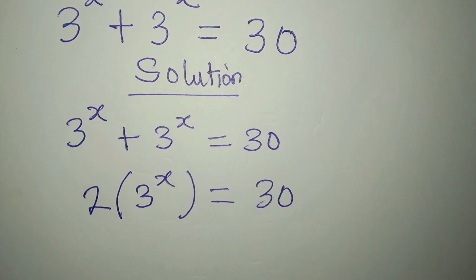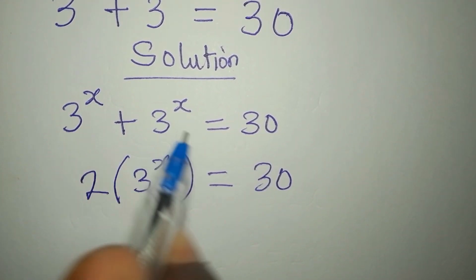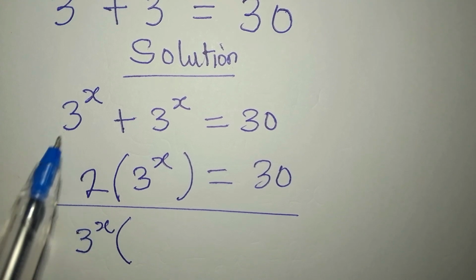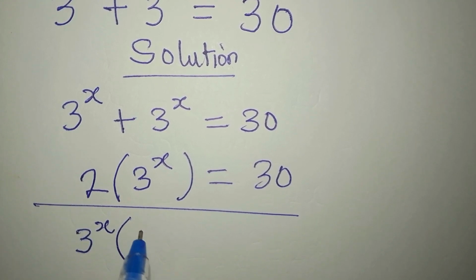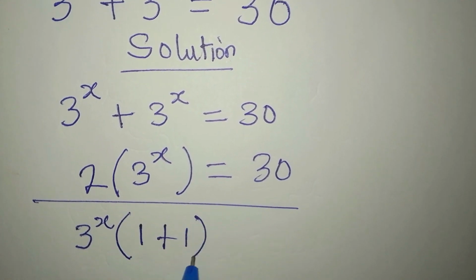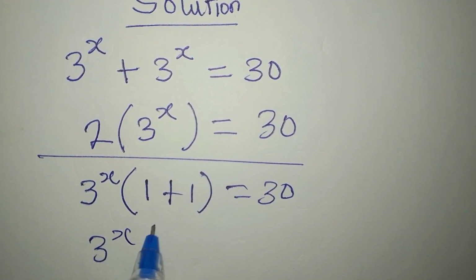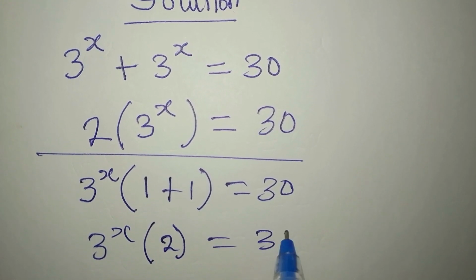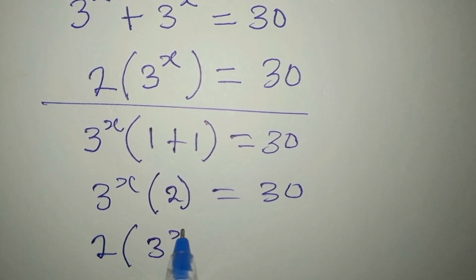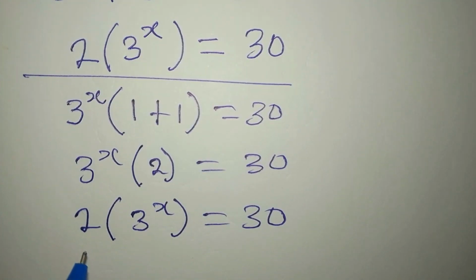It is not supposed to be so, because what we did here is to factorize. 3 to the power of x is common, so we factorize 3 to the power of x. Now, 3 to the power of x divided by 3 to the power of x is 1. 3 to the power of x here divided by this will give us another 1. So this is equal to 30. Now we have 3 to the power of x into bracket 2 equals 30, and this is the same thing as 2 multiplied by 3 to the power of x equals 30. So this is how we arrived at this.